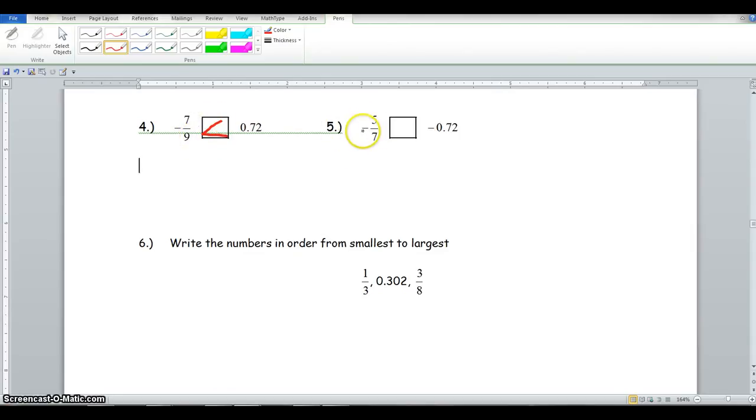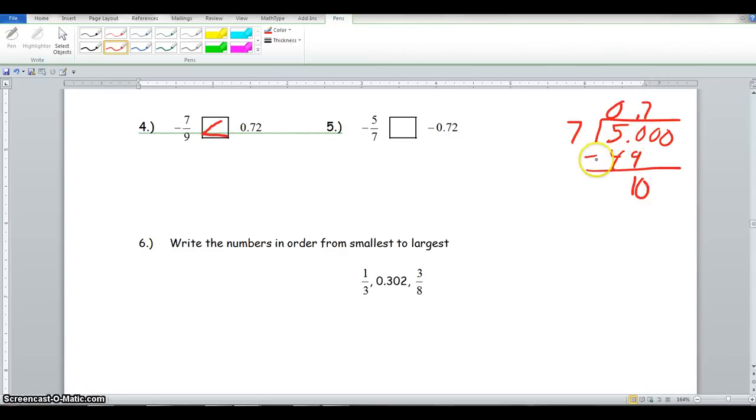Now we come here to number 5. We have negative 5 sevenths and a negative 0.72. So what we're going to do here, we're going to take 7 into 5, then go at least 3 decimal places. 7 goes into 5 0 times. 7 goes into 50 7 times. 7 times 7 is 49. 50 minus 49 is 1.